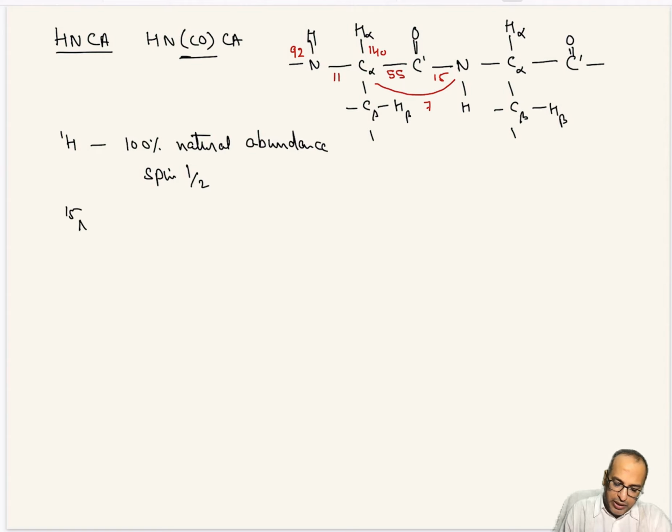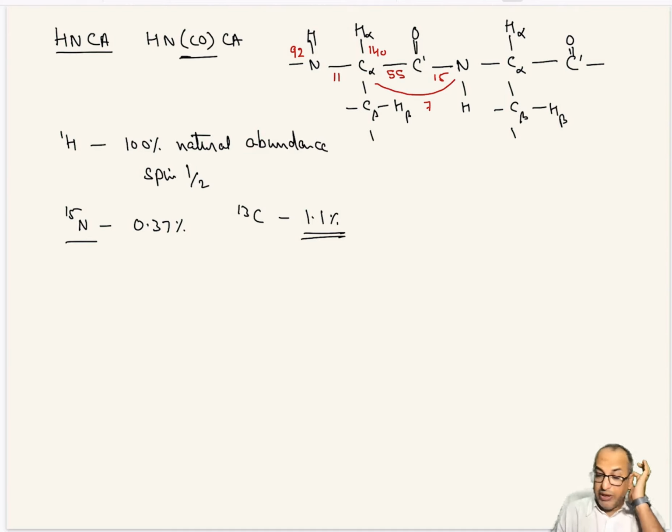But for nitrogen, the natural abundance of 15N is only 0.37%. So you can imagine the sensitivity will be very low if we want to record a 15N experiment. Similarly for 13C, the natural abundance is only 1.1%. So the sensitivity is not as low as nitrogen, but it is still very low compared to proton, right? So what one has to do is enrich the nitrogen and carbon with the 15N isotope and 13C isotope respectively. So how do you do that?